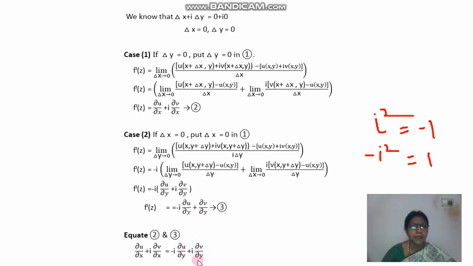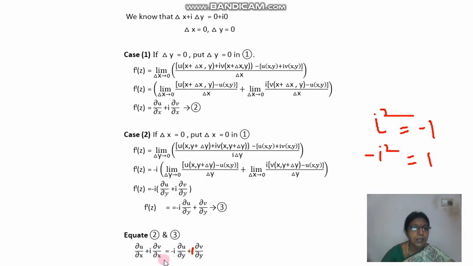Okay, now you see here, equate 2 and 3, we have dou u by dou x minus i dou u by dou y. Now equate real and imaginary parts. Real part, what is real part? Dou u by dou x. Here real part dou v by dou y. The term without i is the real part, the one with i is the imaginary part. Dou u by dou x is dou v by dou y, and dou v by dou x is equal to minus dou u by dou y.